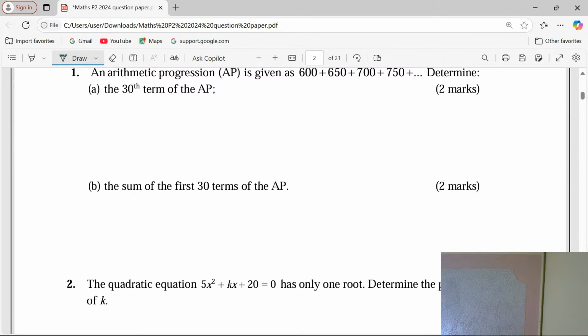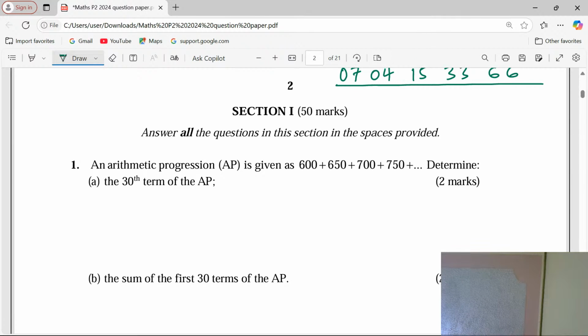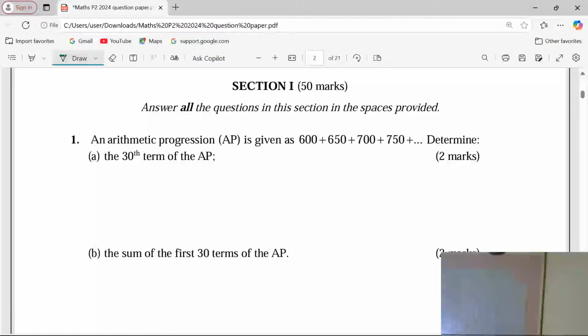So the paper is here, as you can see. And we're going to start with the first question all the way to number 16. That is section 1. Then later we will be bringing to you section 2 of the same paper. So number 1 is from sequences and series.